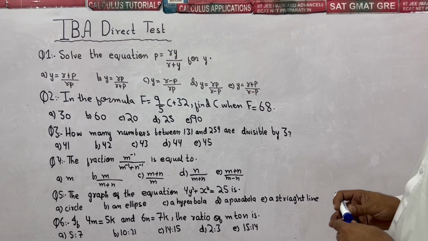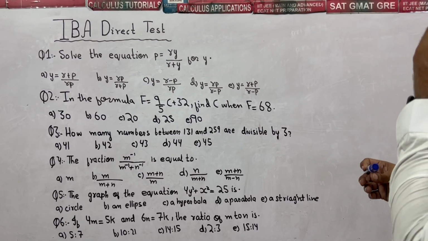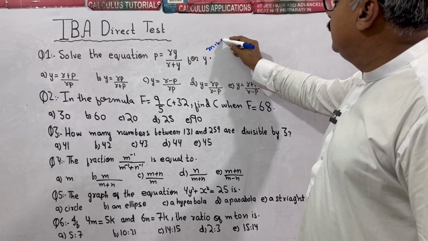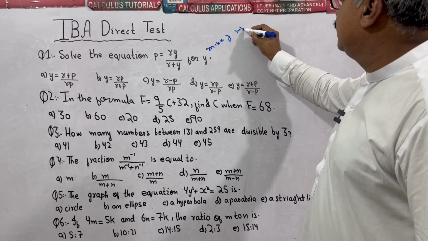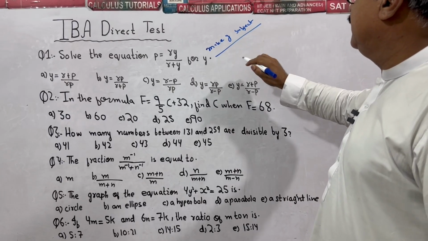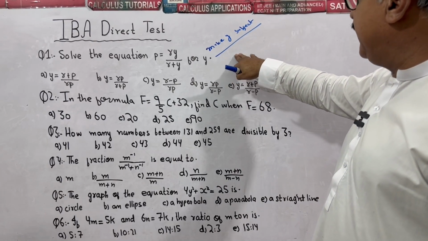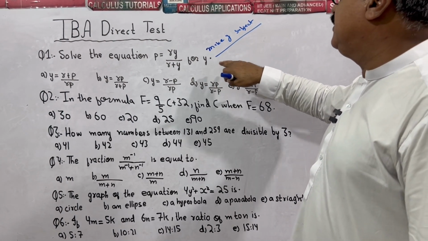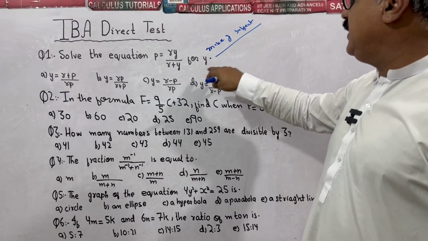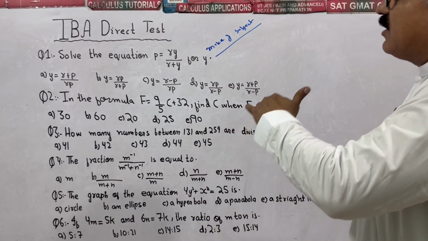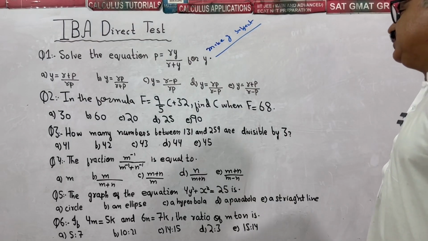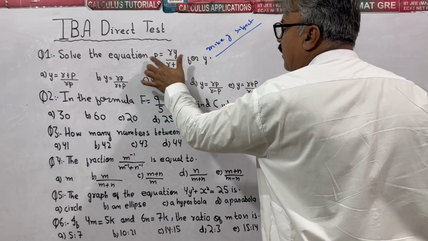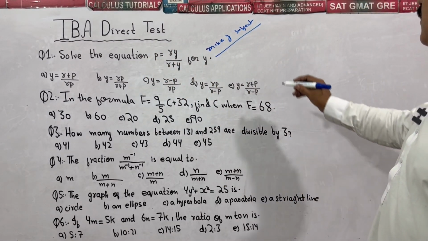Our first question reads: solve the equation P = Ry/(R + Y) for Y, or make Y the subject. Solve for y, make y subject, or write y in terms of r and p. All three statements are equivalent to each other. It's the same thing. Let's see and find out.